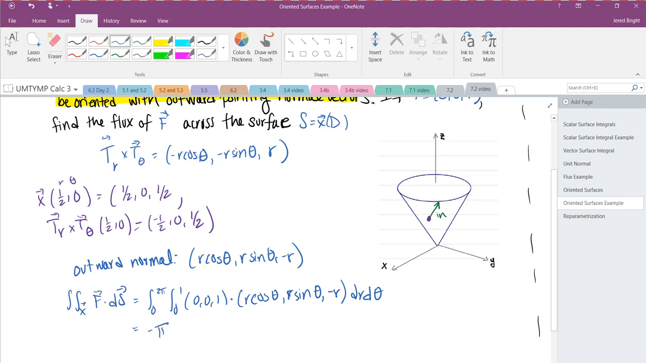So just an example with finding the flux when we're given a specific orientation. And again, the whole point of this little segment here was to help determine the direction of the normal vector that we compute automatically. Sometimes it'll give you inward, sometimes it'll give you outward. So it's a good strategy just to take a test point and check, and then adapt from there.